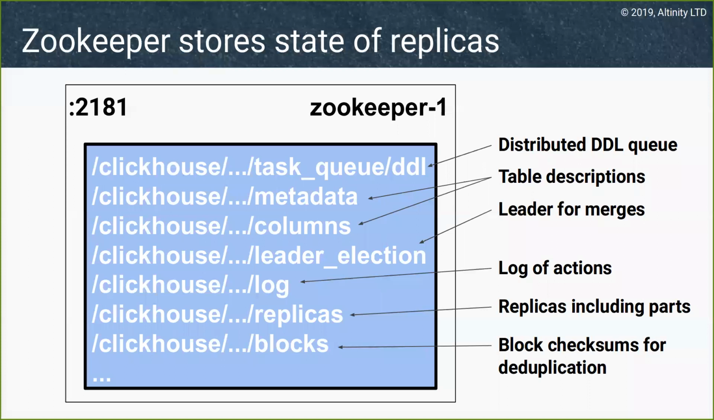We track the leader for merges. When we're doing operations on a specific table, somebody has to be in charge and tell the other replicas what to do. We have a log of actions. One of the biggest things that ClickHouse stores in terms of volume in ZooKeeper is information relating to parts. All of the parts are listed there, and this can actually create quite large volumes of data. And then there's additional related information like block checksums, which are used to handle deduplication. So ZooKeeper stores a great deal of information, and it is a critical part of the replication system.